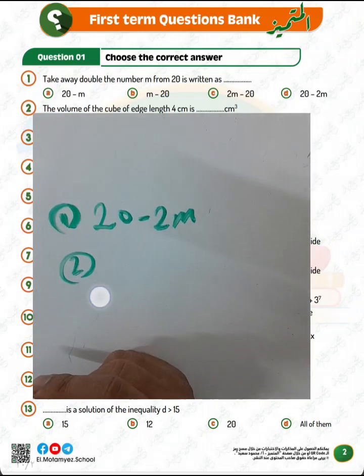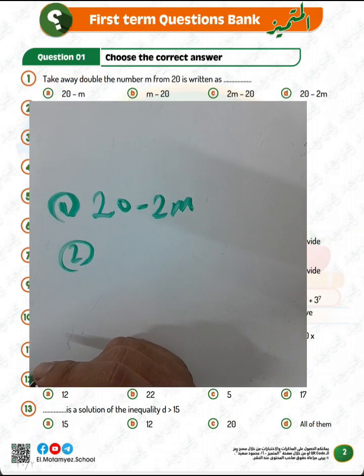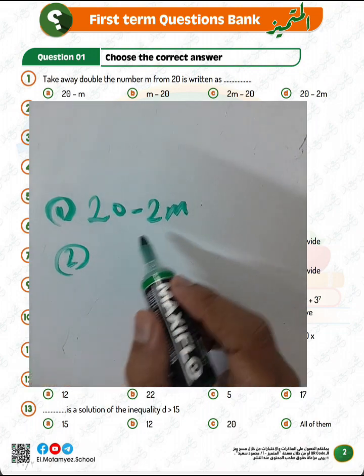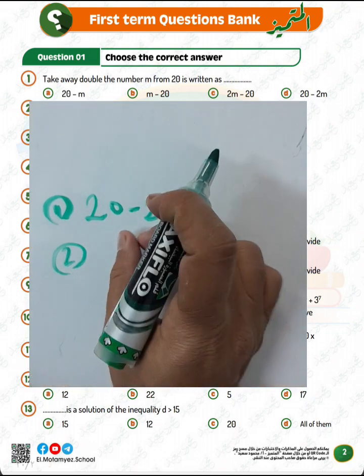Take away, double the number m from 20. Double the number m, it will be twice m. Subtract from 20, write 20 minus 2m.